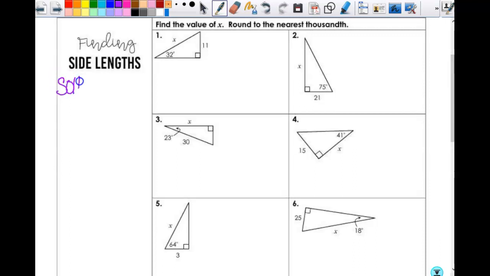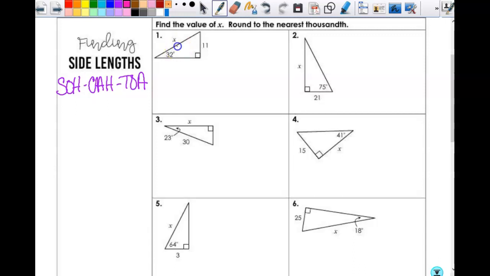SOHCAHTOA. Okay, SOHCAHTOA. I know, you'll find out soon. That's coming in your near future, what to do if it's not a right triangle. Right now, all we know how to do is with right triangles. And again, this is a review from geometry.